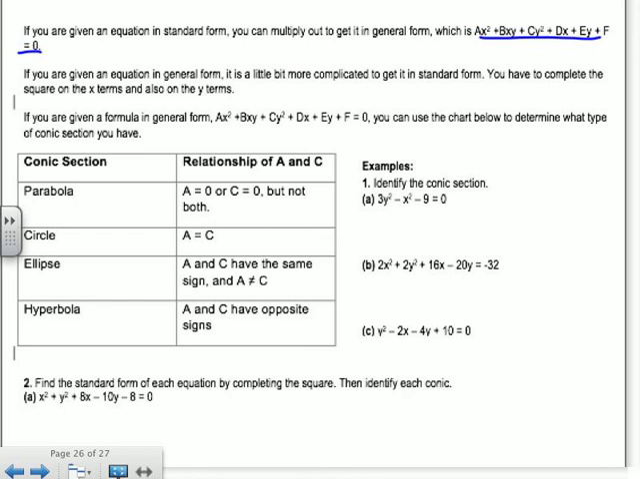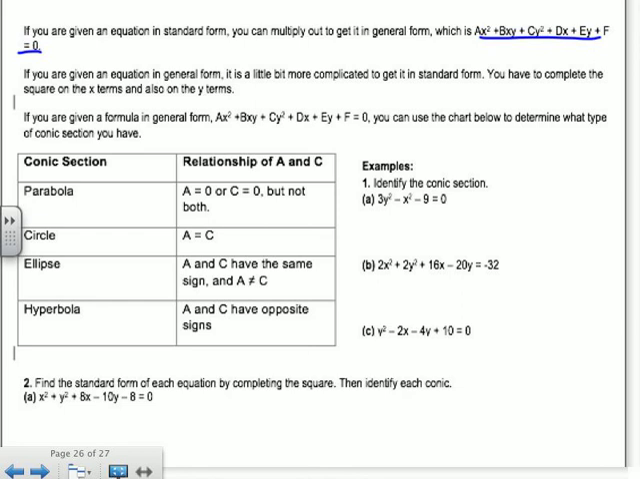All you really need to know, once you multiply it out, is what A and C are. A is the number in front of x squared, C is the number in front of y squared. So let's go through these different things and determine what A and C are, and then we're going to use this chart to decide what kind of conic section we have.